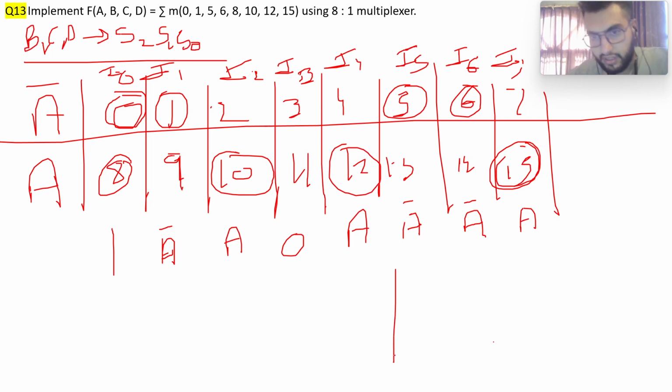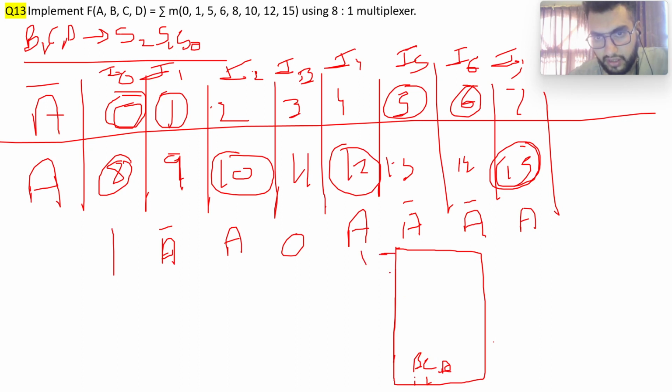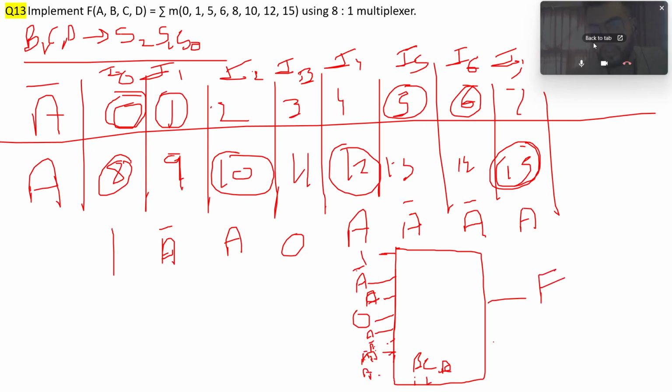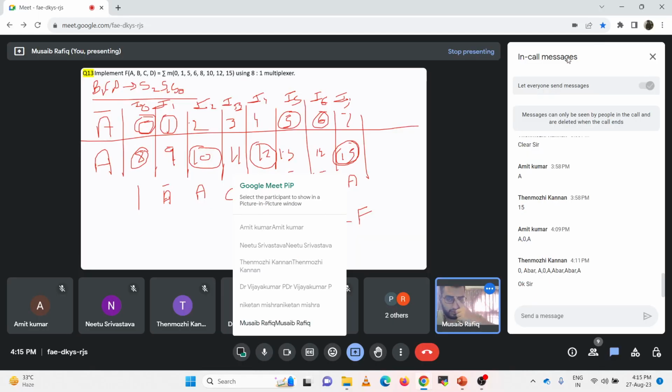So if I had to draw the circuit for it, this is the schematic. So B, C, D are my select lines. This is I0, that is 1. This is I1, that is A bar. Then it is A, then it is 0, then it is A, then it is A bar, then it is A bar again, and finally A. And this is your F. So in this way, you could have implemented the function using the 8:1 mux.